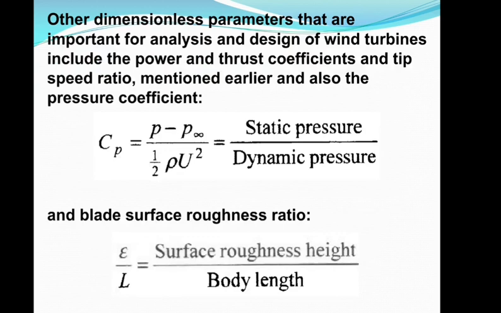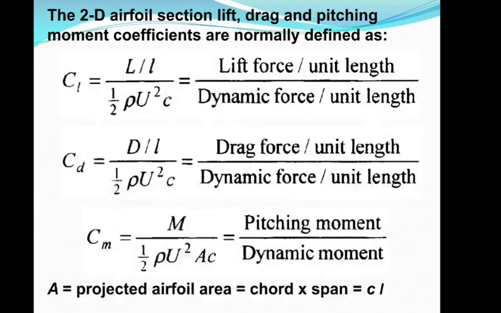Next, the dimensionless parameters that are important for analysis and design of wind turbines include the power and thrust coefficients, the tip speed ratio mentioned earlier, and also the pressure coefficient. The power coefficient Cp is a measure of the aerodynamic efficiency of the wind turbine. Cp is equal to rotor power divided by wind power. It is a static pressure over dynamic pressure.